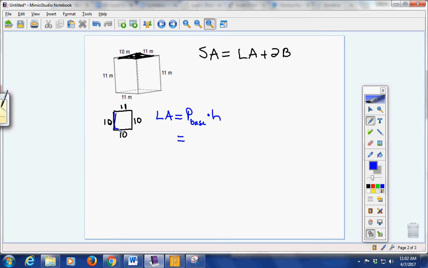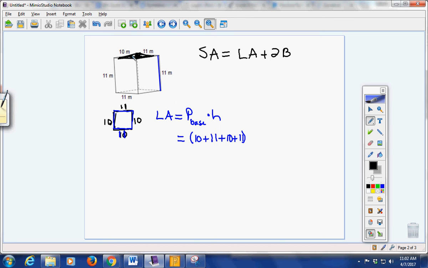Perimeter is the distance around the outside, and as I'm doing this, I see a mistake. This is 11 down here. Apologize for that. Okay. So our perimeter is the distance around the outside. In this case, 10 plus 11 plus 10 plus 11. And we multiply that by our height.